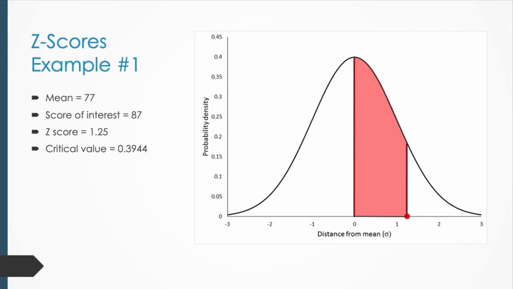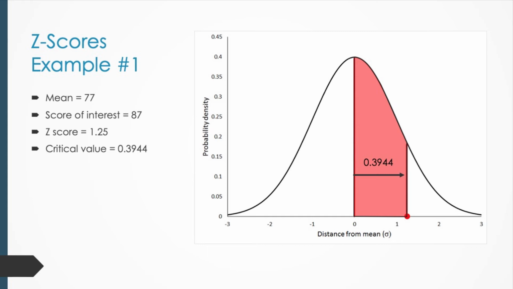Now we can incorporate our critical value within the bounds of the mean and our z-score. So remember, the critical value that we look up in the table tells us what percentage of observations lie between the mean and our score of interest. So since our critical value is 0.3944, we could simply move the decimal place twice, and we would have a percentage. So this critical value is telling us that approximately 39.44% of students scored between the mean, which was 77, and the score that Rogue made, which was 87. So about 39% of students fall in between the mean and Rogue's score.